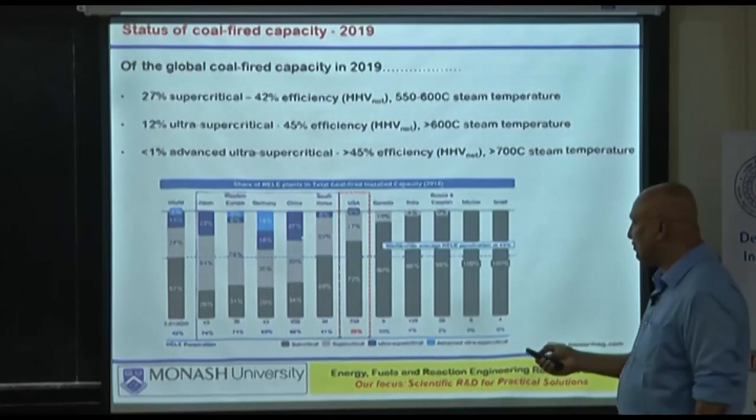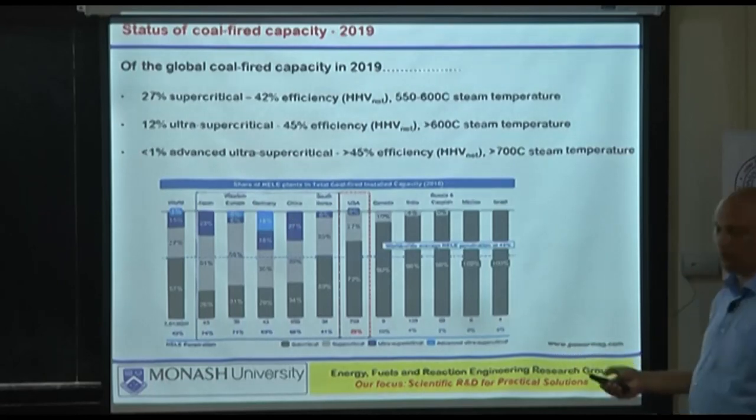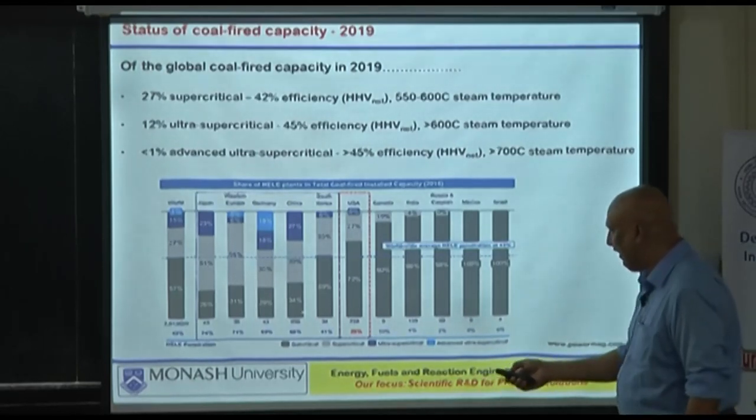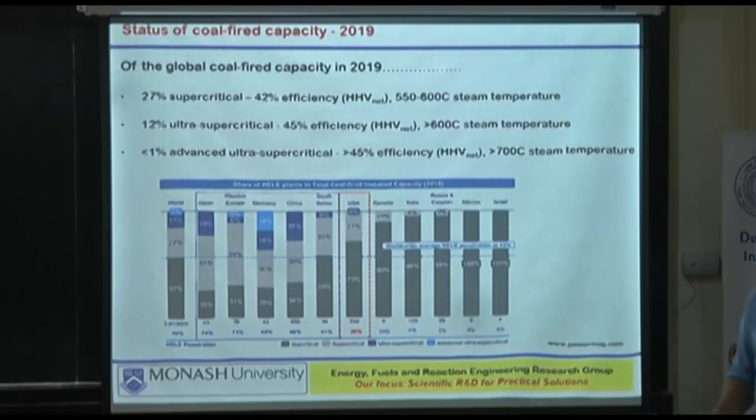But China has a significant proportion of ultra supercritical units. The largest ultra supercritical unit in the world is in China, 1100 megawatt. It's called the Waigaoqiao plant in China. That's their indigenous design. The point I'm still making is this black bar in here. The majority of the countries still rely on older generation, subcritical, low efficiency, high CO2 emitting units, disappointingly.